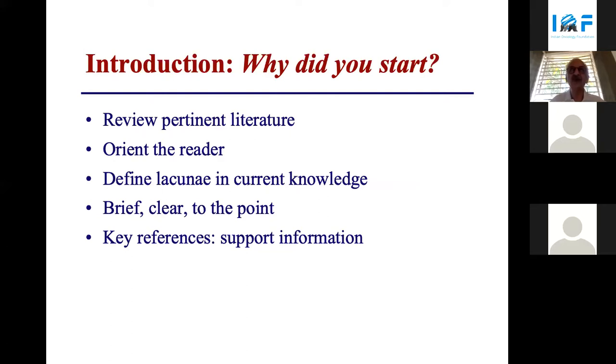Just enough to orient the reader to what we are going to tell the reader in the methods and the discussion section. We need to define the lacunae in current knowledge. But to do this, we must be brief, clear, and to the point. We should not digress from what our focus is, what our aim is, and we try and achieve that by being to the point. To do all this, to review the literature, to define the lacunae, we need to provide key references to support the information that we are giving in our introduction section.